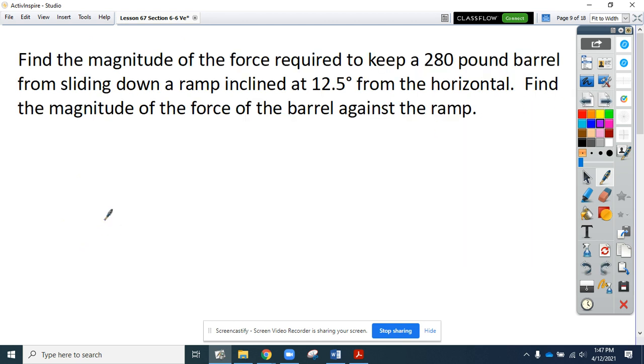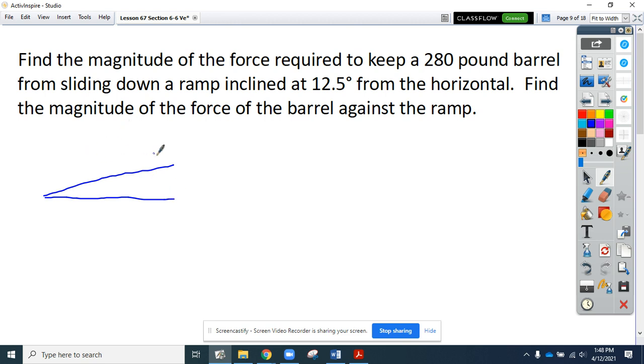All right, so our second problem here is talking about a barrel. Find the magnitude of the force required to keep a 280-pound barrel from sliding down a ramp inclined at 12.5 degrees from the horizontal. Find the magnitude of the force of the barrel against the ramp. All right, so again, picture is going to be super important. So let's have our horizontal. 12.5 degrees is a pretty skinny angle. That's not 12.5, but we're gonna roll with it.